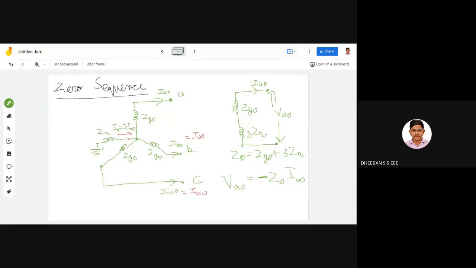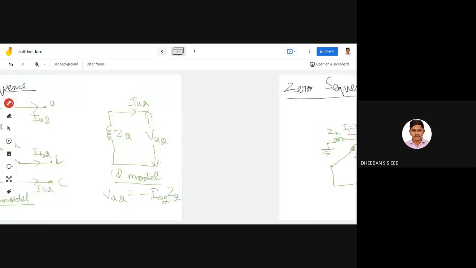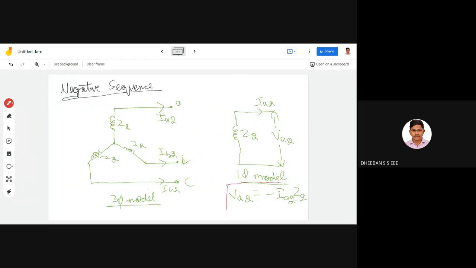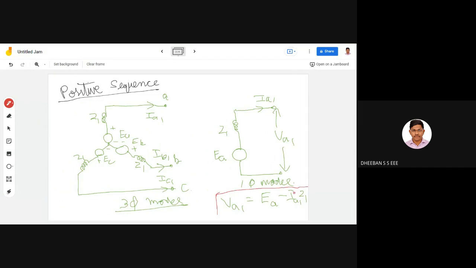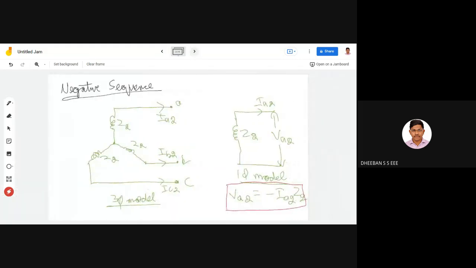So this is the formula you have to know regarding the representation of a synchronous machine in three sequences. This is for the negative and this is for the positive. You have to be sure that only for the positive sequence will you have your excitation source, whereas in case of the other two, zero and negative sequence, the excitation source will be absent.